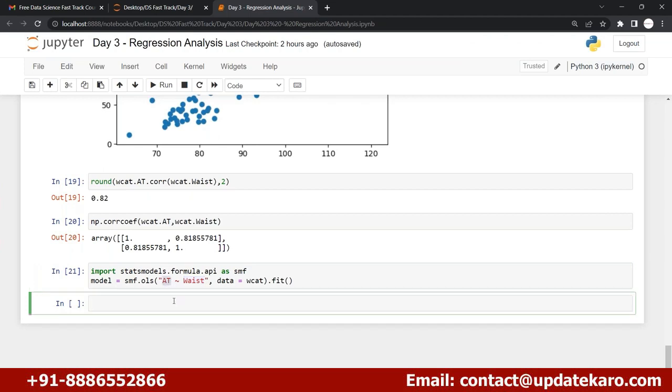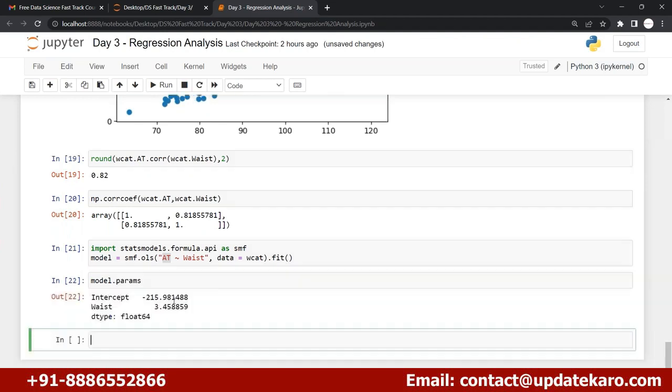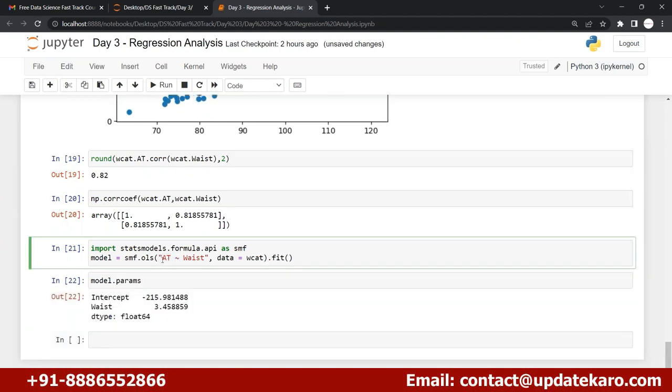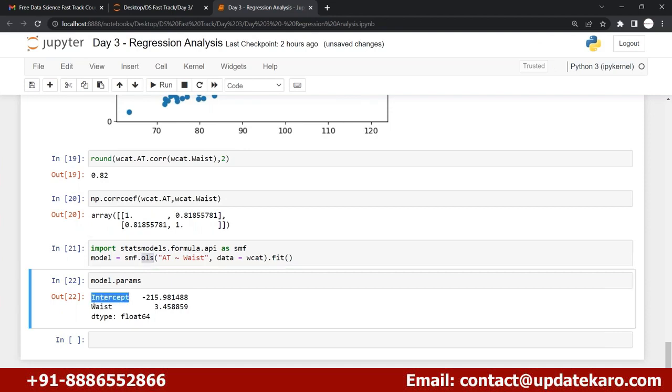Let us go ahead, guys, and see the parameters that we find out. This is my model dot params. I'm just finding out the parameters for this. Now here you can see, I used OLS, ordinary least squares regression, to find out the intercept and the waste column coefficient.